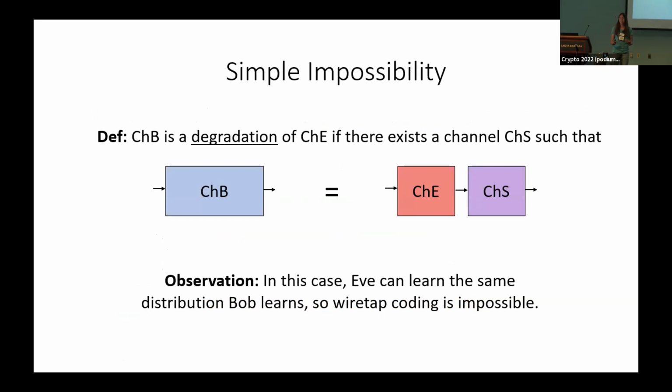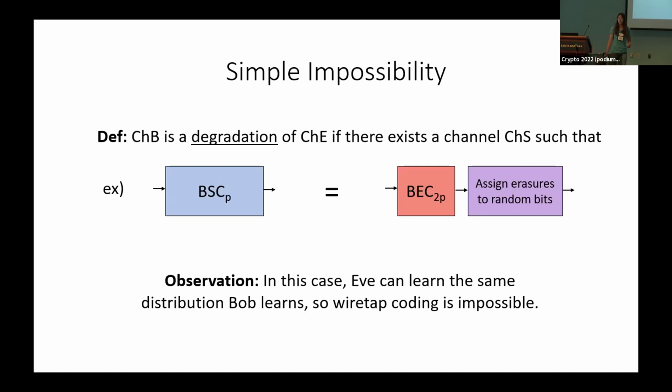To characterize this, we'll begin with a simple impossibility. If Eve can perfectly simulate Bob's channel, then there's no hope of having a secure wiretap coding scheme, because Eve can essentially learn everything that Bob can learn. So we say Bob's channel is a degradation of Eve's channel if Bob's channel can be written as the concatenation of Eve's channel with some other channel, channel S. In this case, Bob has no advantage over Eve, so we cannot securely send a message to Bob without Eve learning it.